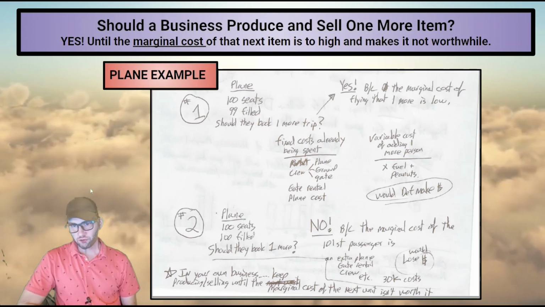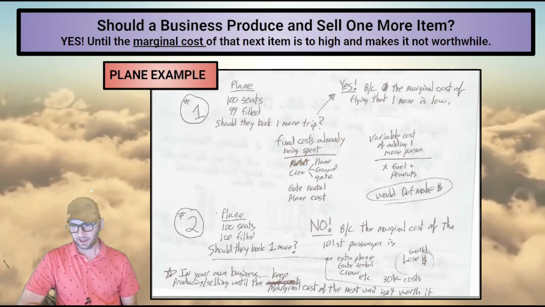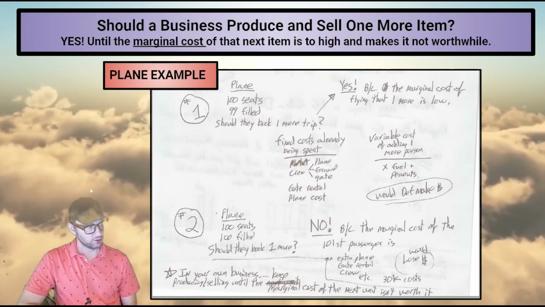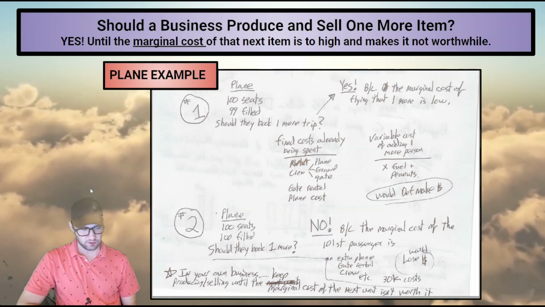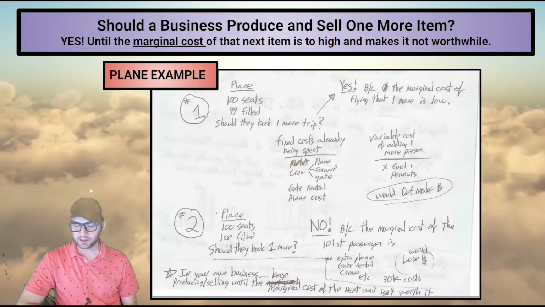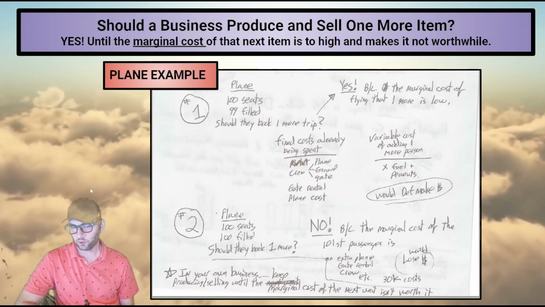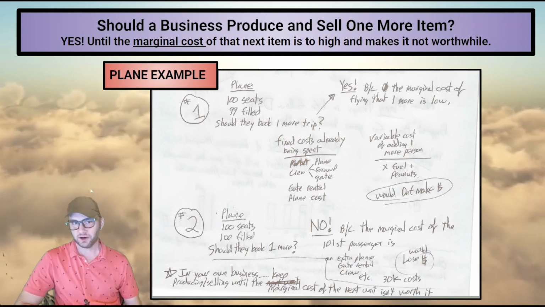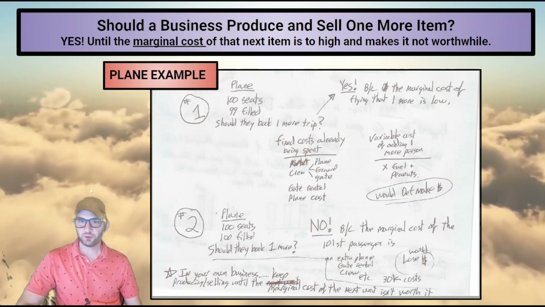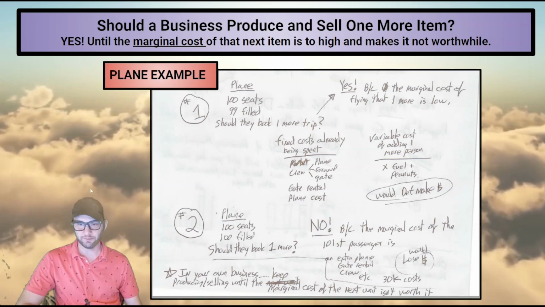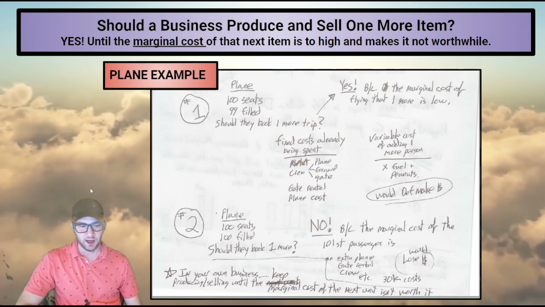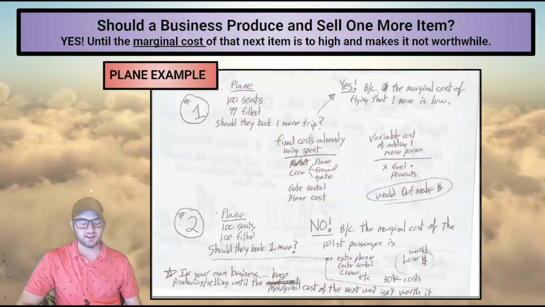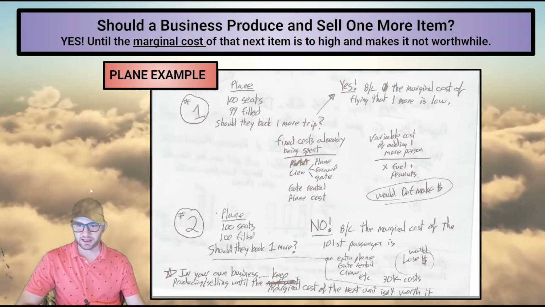All right, so we're going to use a lot of economic terms and a lot of economic concepts to explain a simple example. Or maybe we should say we're going to take a simple example, and from it, we're going to tease out a lot of economic concepts. And it helps us answer a basic question. Should a business produce and sell one more item? Now, the wrong answer would be a business should produce as many possible items as they can.